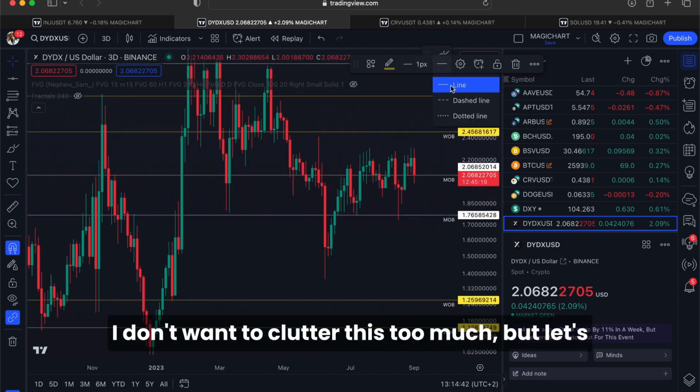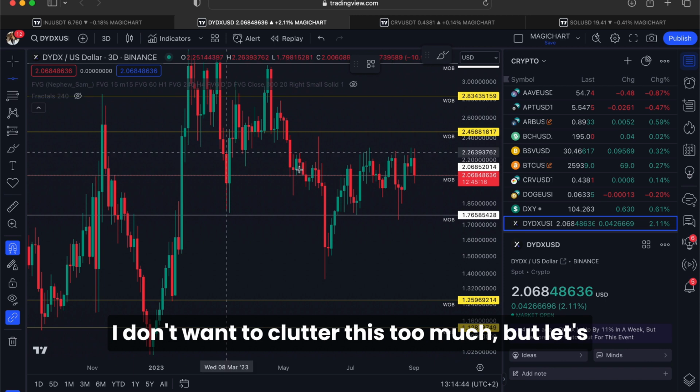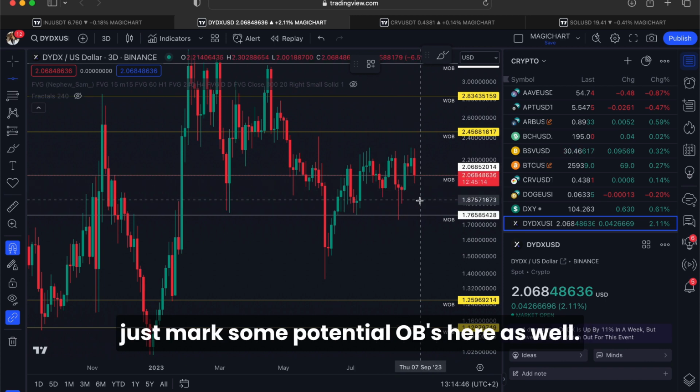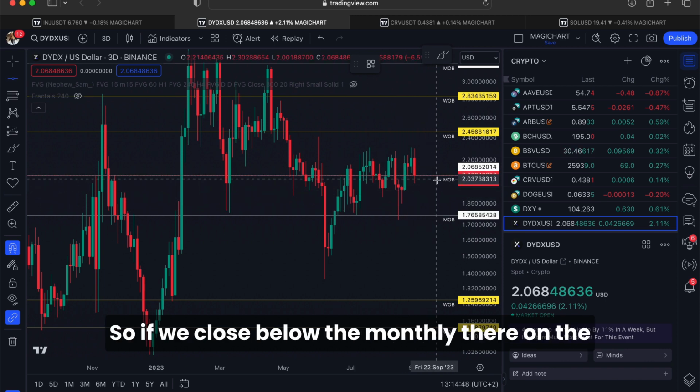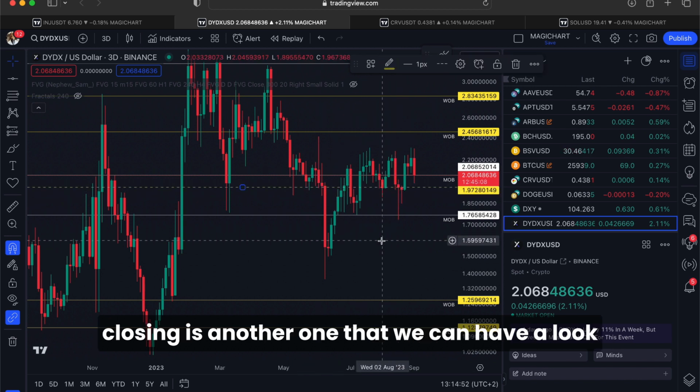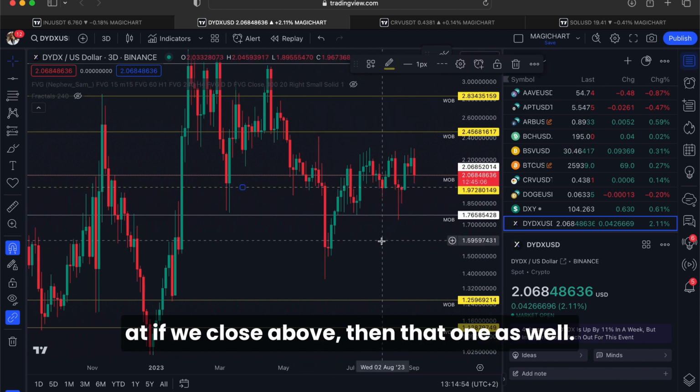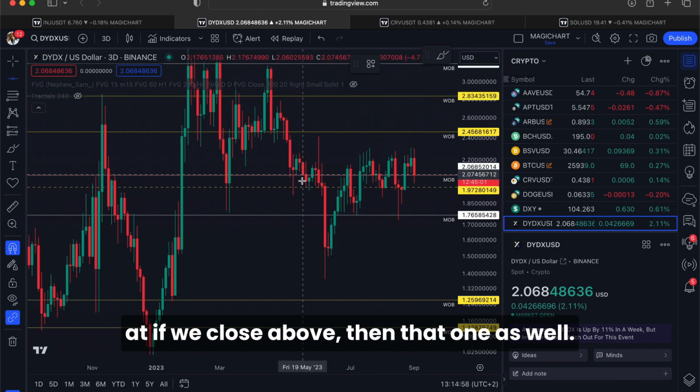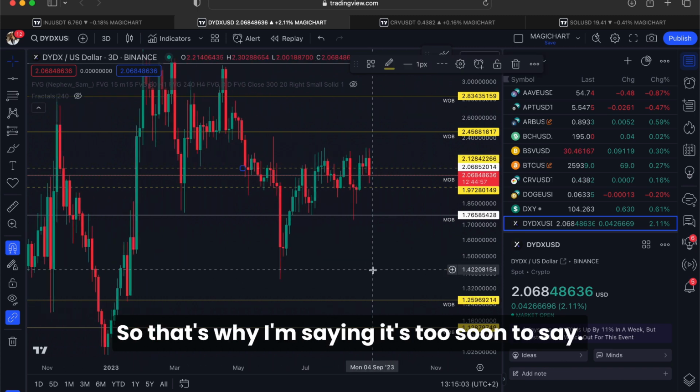Okay, I don't want to clutter this too much, but let's just mark some potential order blocks here as well. So if we close below the monthly, on the closing there is another one that we can have a look at. If we close above, then that one as well. So that's why I'm saying it's too soon to say.